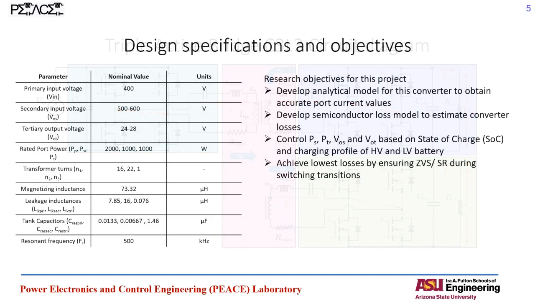Having said that, let's come down to the design specifications and design objectives. The nominal voltage at the input is going to be 400. The secondary side is going to be in the range of 500 to 600. On the tertiary side, it would be 24 to 28. The rated power would be 2 kilowatt for the primary and 1 kilowatt each for the secondary and tertiary. And the turns ratio is 16, 22, and 1 respectively for NP, NS, and NT.